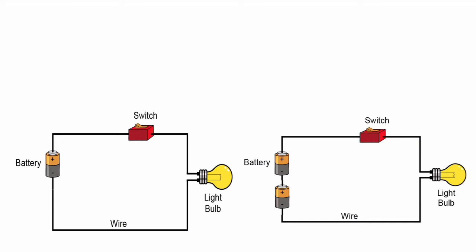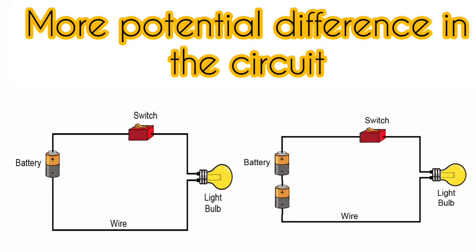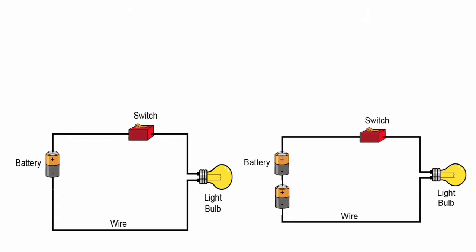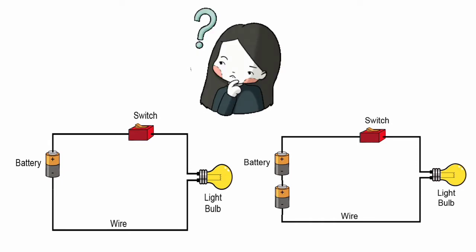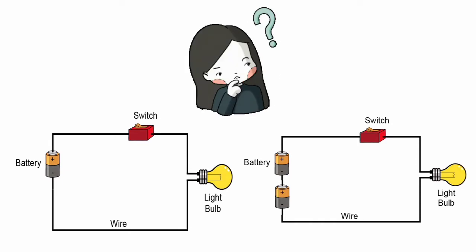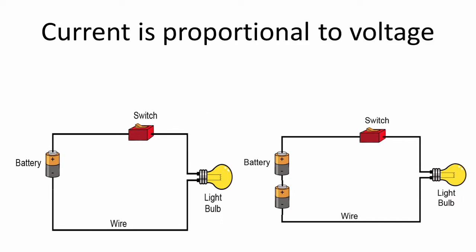It is because in the second circuit, the battery creates more potential difference in the circuit across the terminals of the bulb. So, do you think there is a relationship between the potential difference created and the current flowing in the circuit? Yes, the current in the circuit is proportional to the voltage. So, I is proportional to V, or in turn we can write it as V proportional to I.